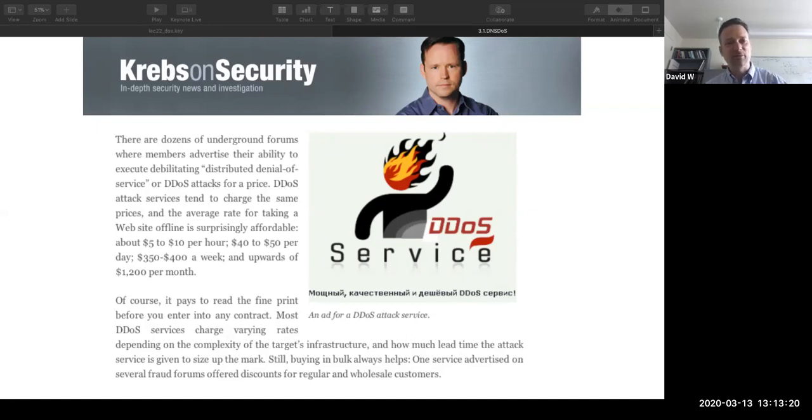And this is an excerpt from an article where he talks about the fact that denial of service attacks are so common that bad guys have set up denial of service as a service. You pay them a little bit of money and they will mount a denial of service attack. They'll take down a website, and look at the amount they'll charge. Only $5 to $10 an hour to take a website offline. My goodness. The thing that's amazing here is not that it's possible, but how cheap it is.